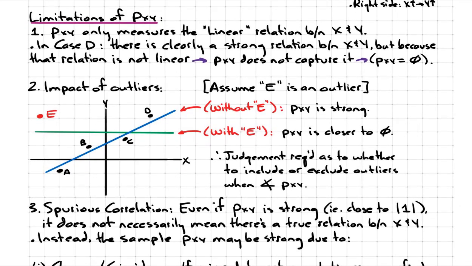So it's up to you to determine whether E should be included in the analysis or not. Generally, if you think E will occur more often than not, then you would include it. But if you think event E was just a one-off event, very unlikely to be repeated in the future, then you would exclude it, and you would just calculate correlation using these 4 data points.